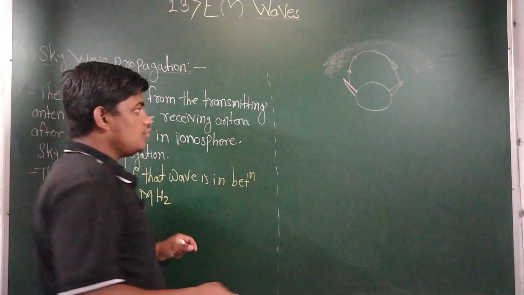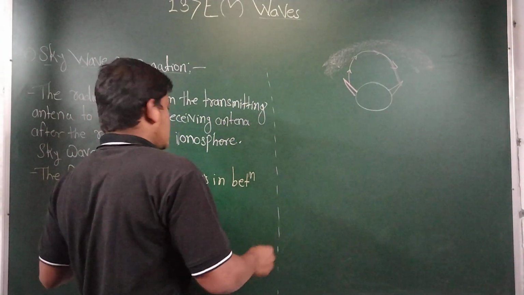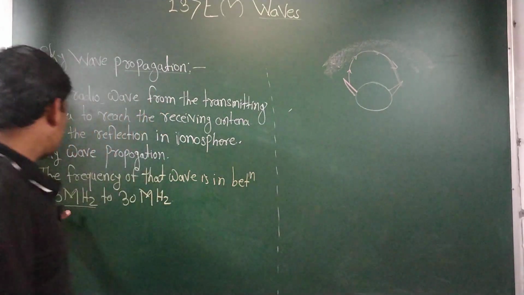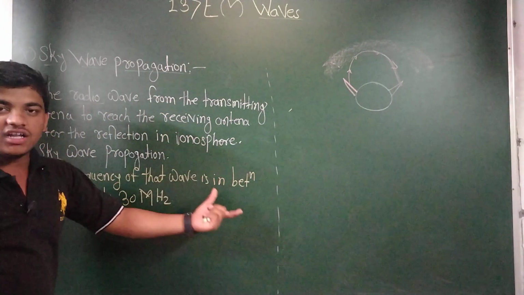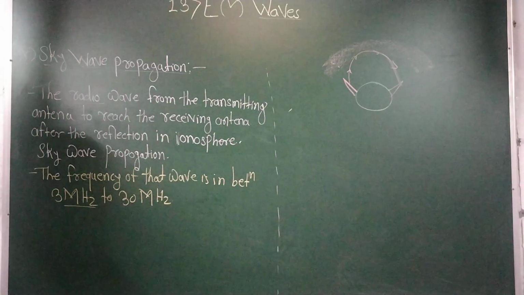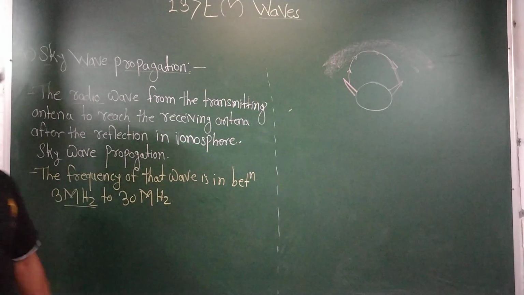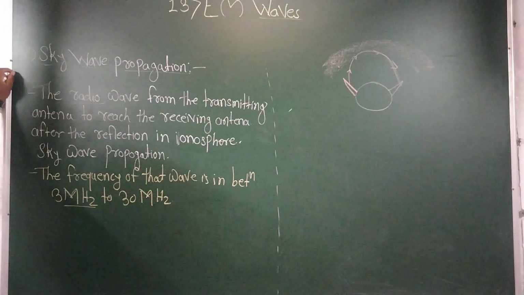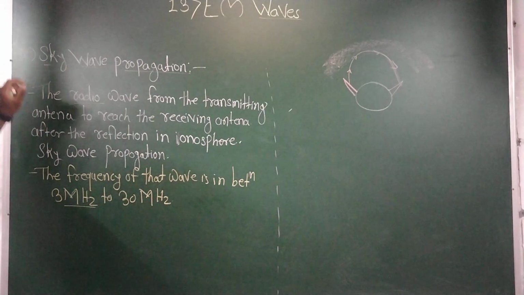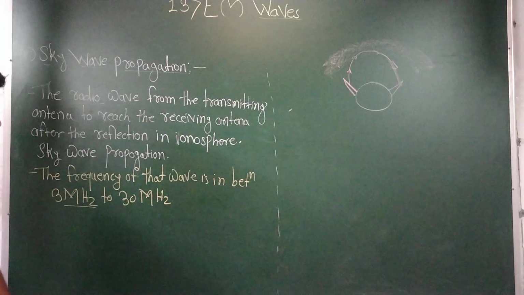Please remember the steps of the frequency ranges. Less than 3 megahertz is ground wave propagation. More than 30 megahertz is space wave propagation. And in between these two boundary values, the frequency is sky wave propagation. This is the last propagation, and after this lecture we have finished the electromagnetic waves.